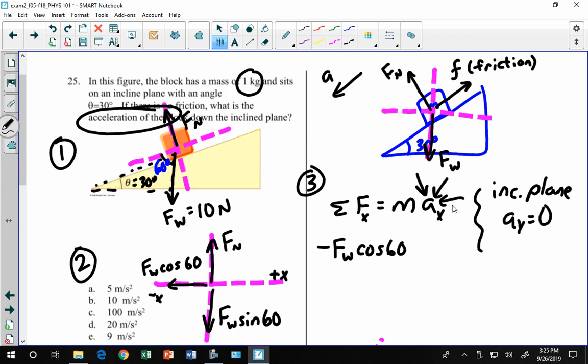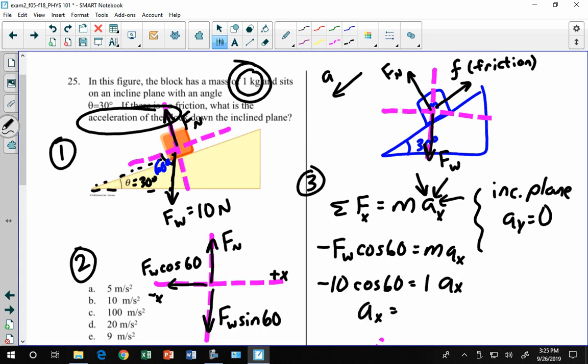So negative Fw cosine 60 is equal to max. I know all this stuff, right? I know that Fw is 10, so negative 10 cosine of 60 is equal to 1. That's my mass, it was given, times ax. And so ax is equal to negative 5. So that's the answer.